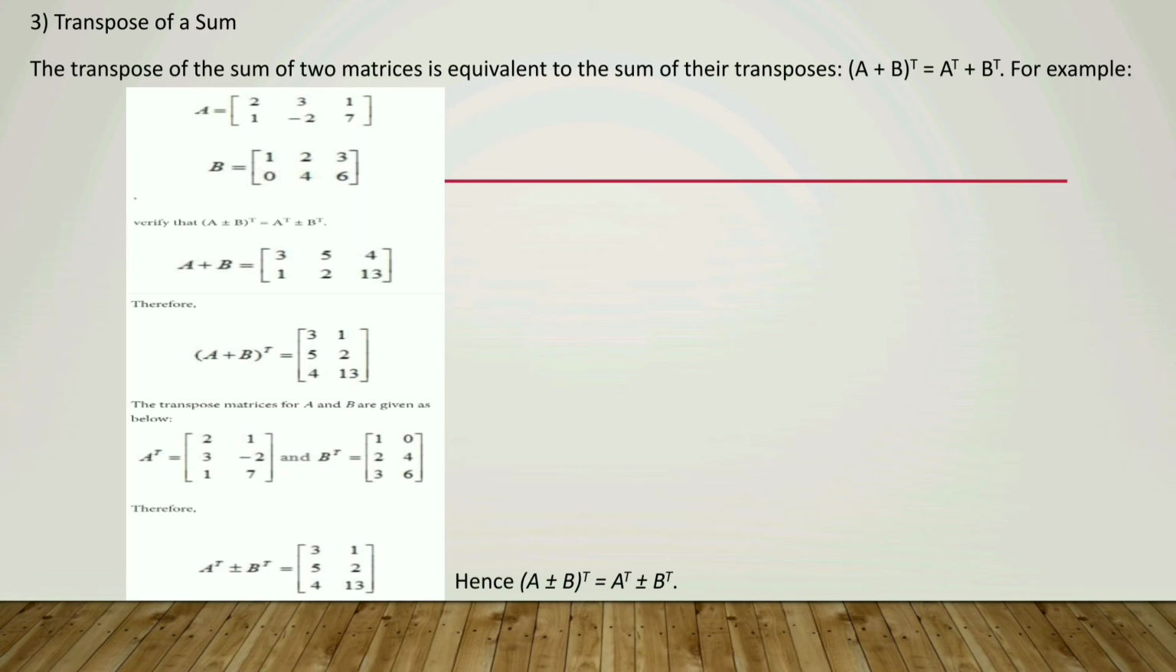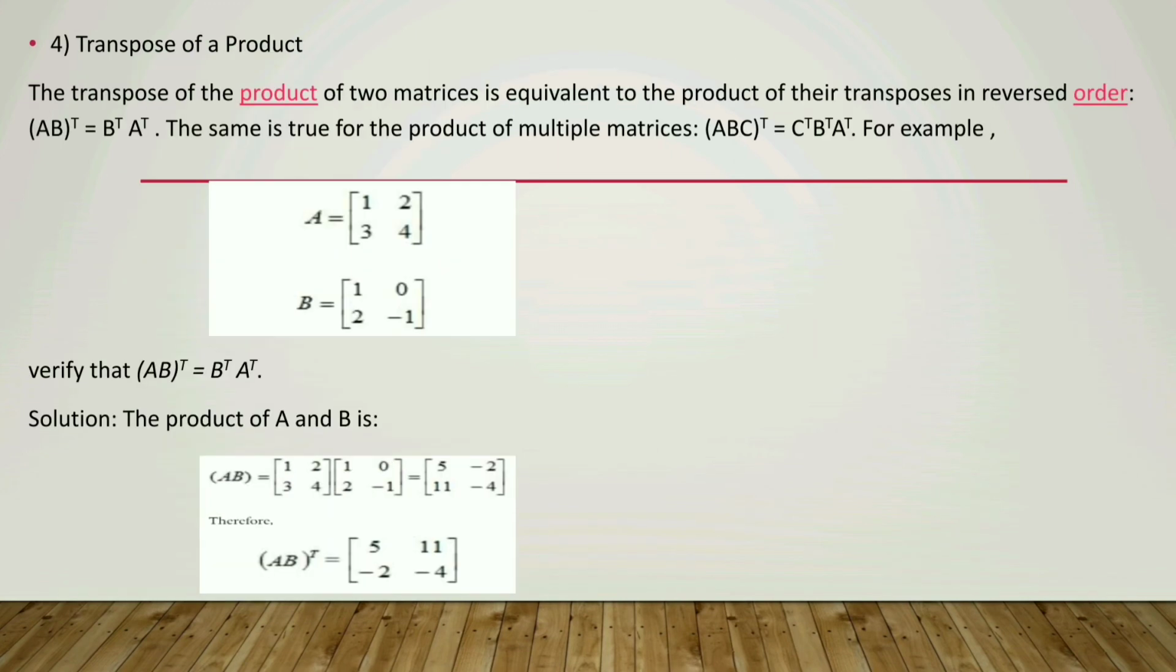Now you take the transpose of A plus B, which is equal to [3, 1; 5, 2; 4, 13]. This is your LHS. Now find the values of A transpose and B transpose and similarly add A transpose plus B transpose. Then you get the matrix [3, 1; 5, 2; 4, 13]. Hence proved.